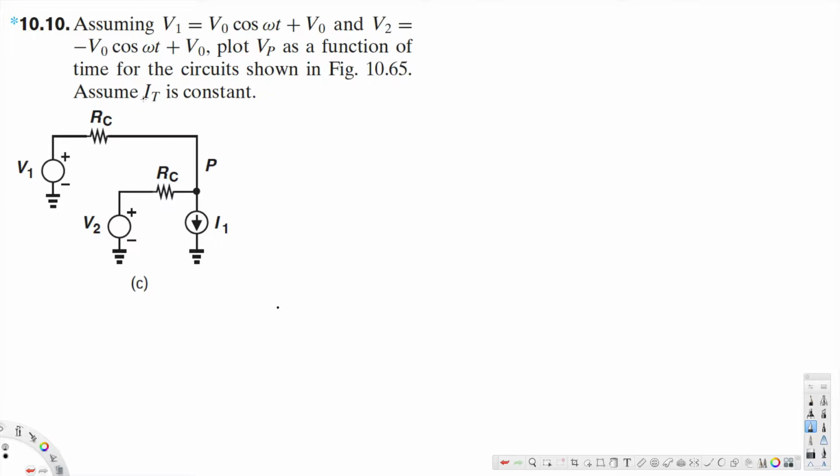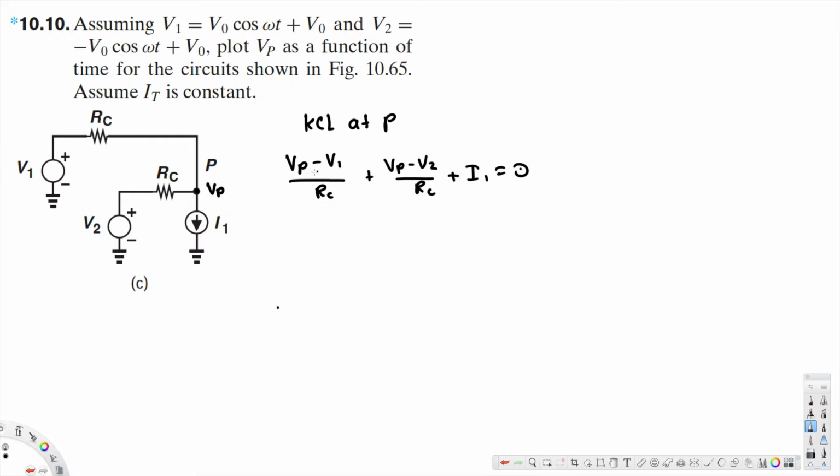First of all, we are going to apply KCL at point P. KCL says the addition of all the currents is equal to 0. So this will become: the current here is going to be Vp minus V1 divided by the resistance in between, that is RC, plus Vp minus V2 divided by RC, and here we have a current that's provided, I1, that's equal to 0.